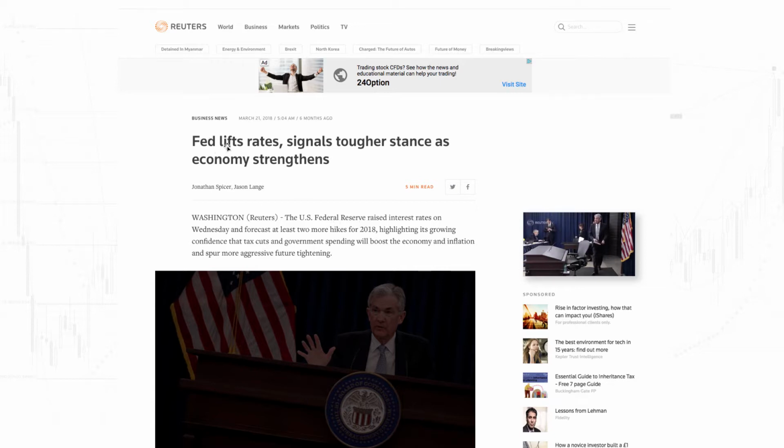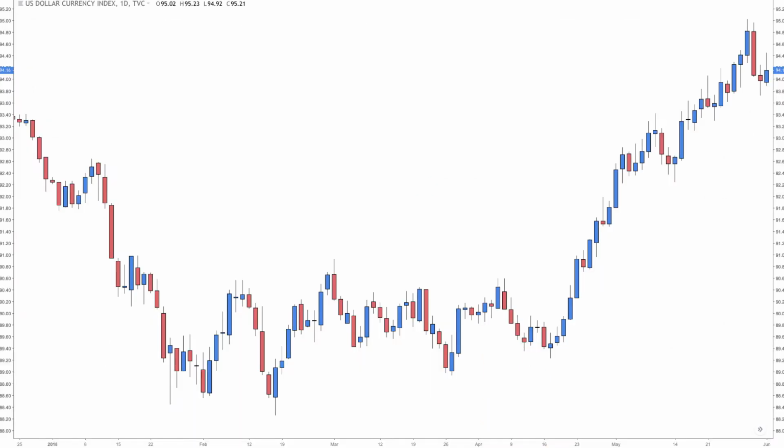If we go forward a bit, what we will see is, I think this was March the 21st, the Fed lifts rates, signals tougher stance as economy strengthens. And this was happening in March, right? So let's go back to the charts. Same chart, right? They basically raised rates again in March. You see, it's the beginning of March, but the reaction isn't fantastic, right? There's no massive move.